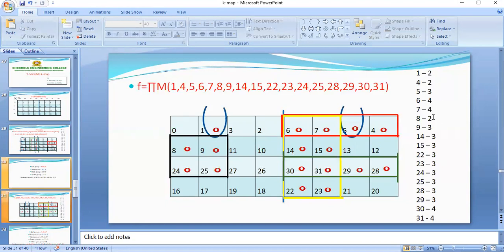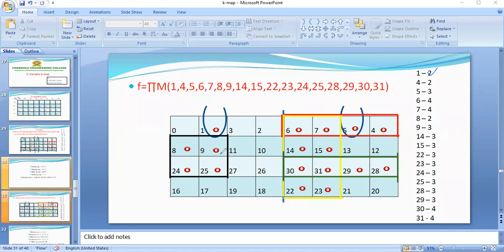Okay, so here I'm considering 1. Where is 1? Here is 1. Can we group 4 with this one? Is there any possibility? No. So we can group 1 with 5, or we can group 1 with 9. So we have two possibilities here.